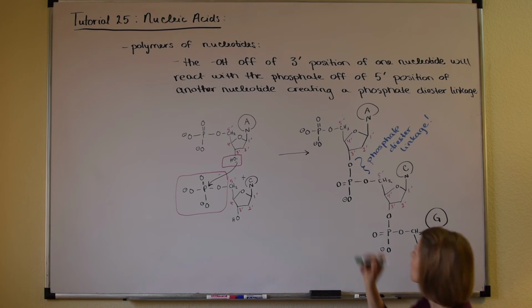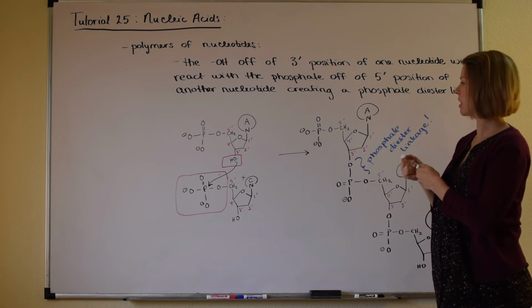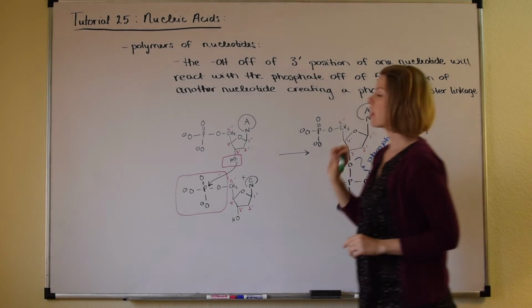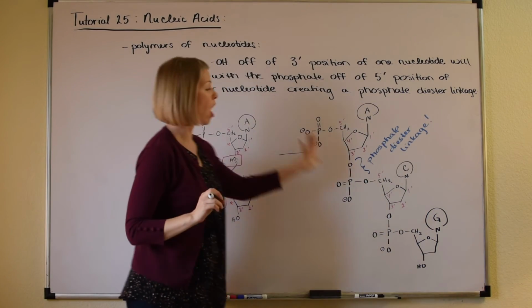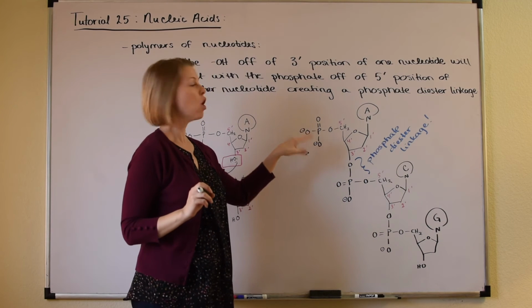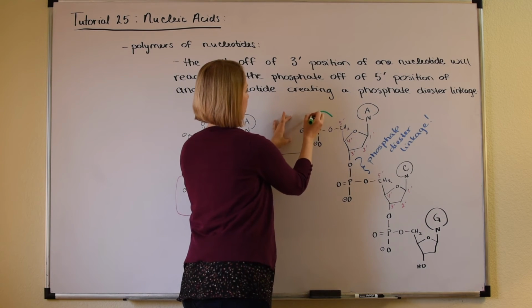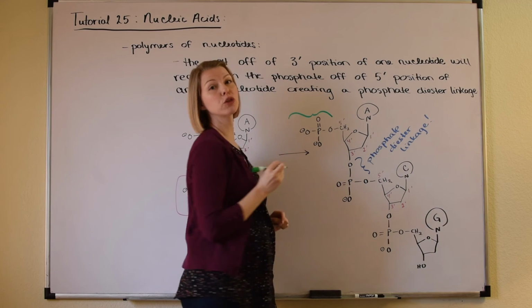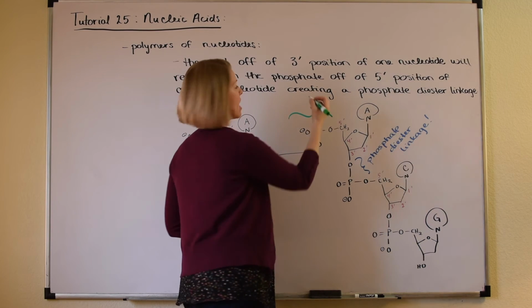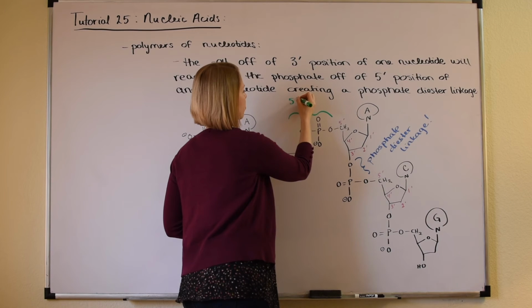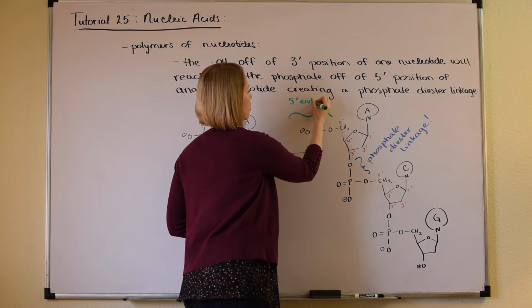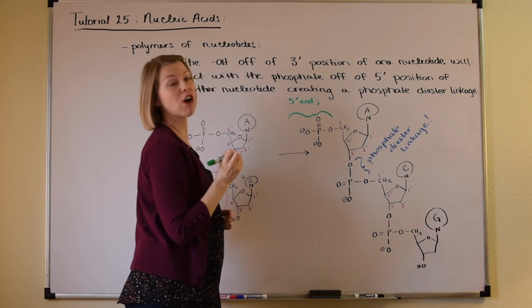Now, very important. In fact, I think I'll go to the green pen for this. The free end of the polynucleotide chain with the phosphate is referred to as the 5' end. Okay, so this is our 5' end. And notice it has a free phosphate.